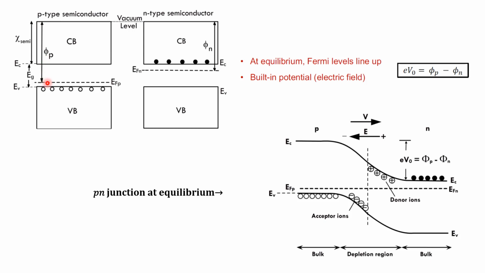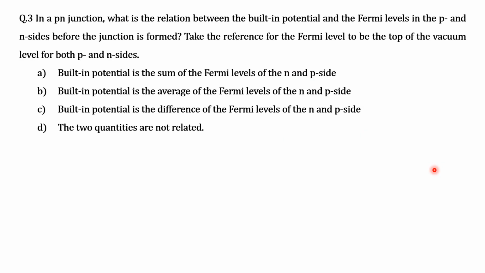Here we can see that work function of p-type will always be greater than work function of n-type, and hence bending would be in this direction, and hence eV0 will be given by phi p minus phi n. So hence the answer to this question will be the built-in potential is the difference of Fermi levels in the P and N side. So these are actually revision kind of questions, that is purely direct based on the videos that you have seen.